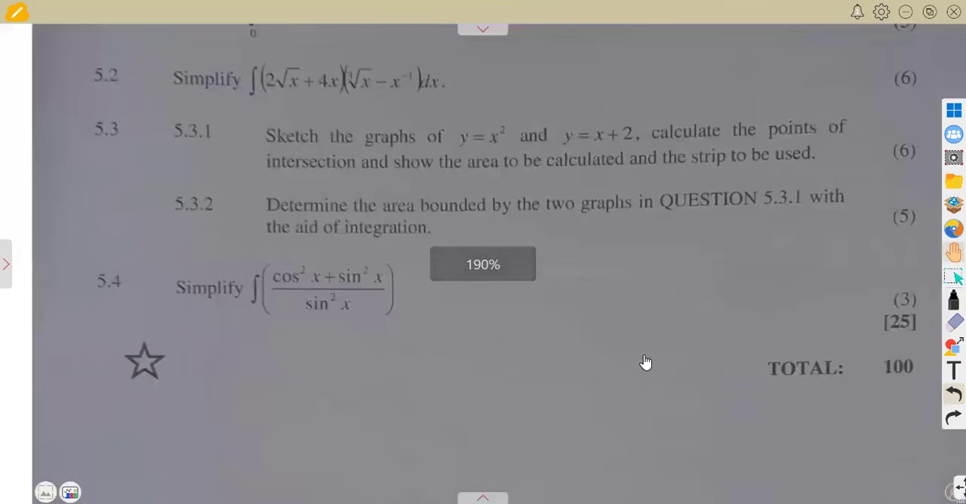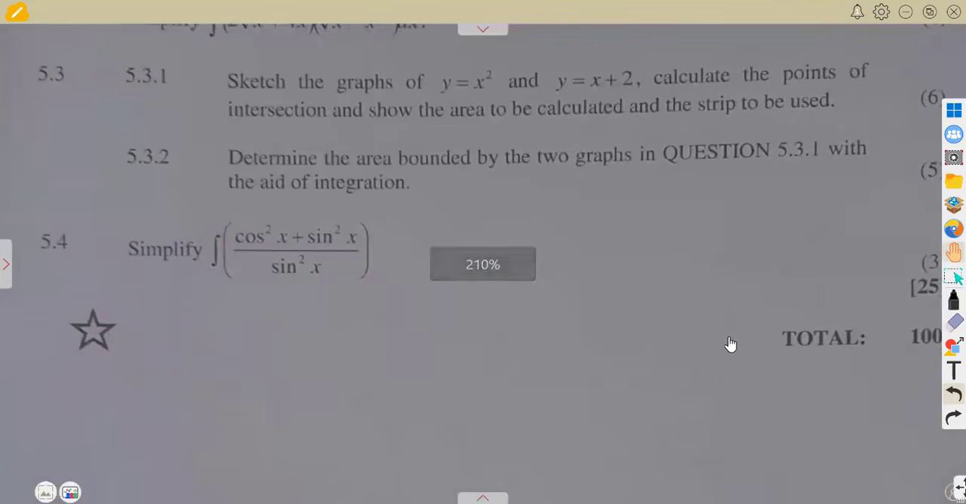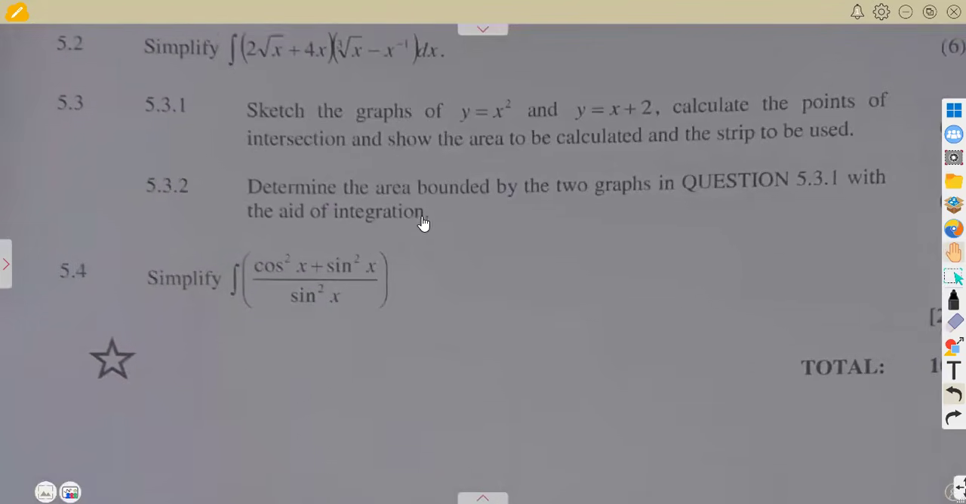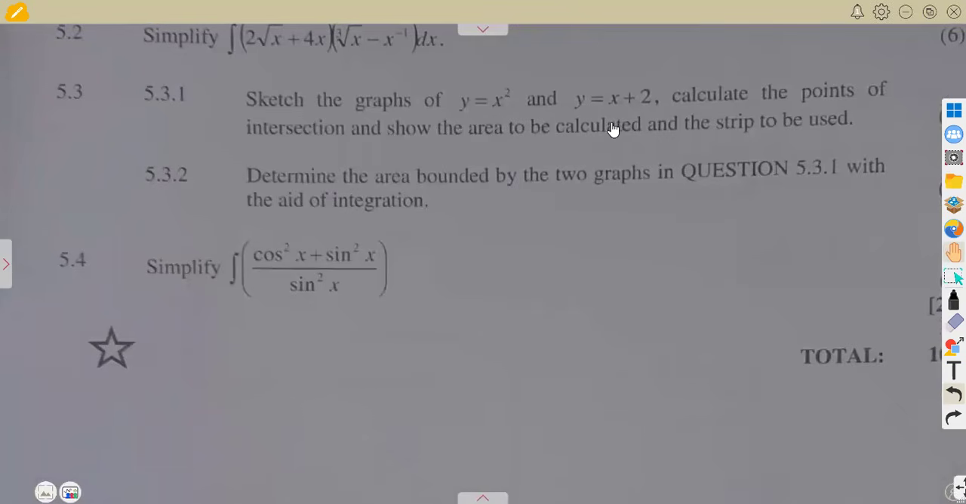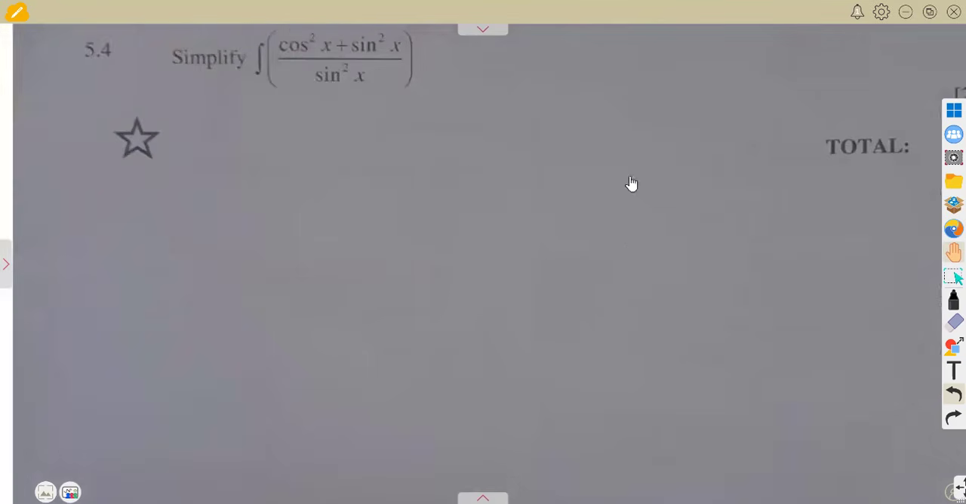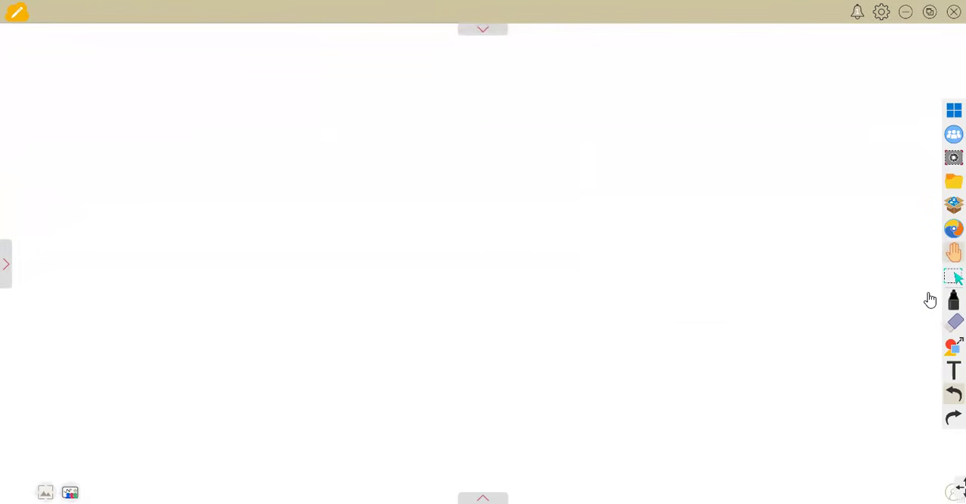All right. 5.31, sketch the graphs. They were given: sketch the graphs of y is equal to x squared and y is equal to x plus 2. Calculate the points of intersection and show the area to be calculated and the strip to be used. There are two graphs that we are given: the graph of y is equal to x squared and that of y is equal to x plus 2.